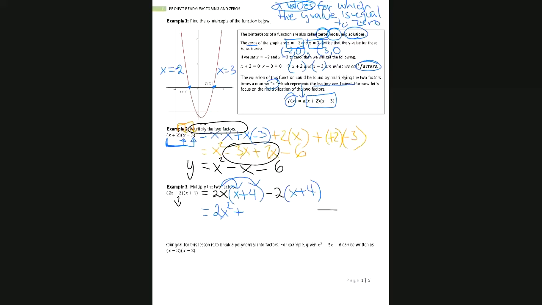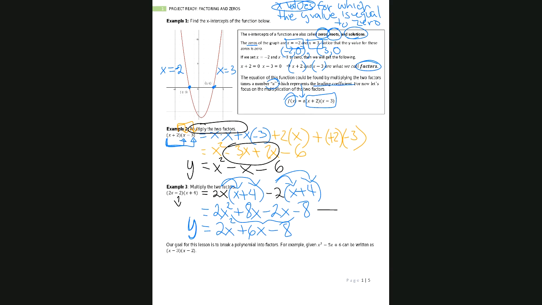Then here we'll have negative 2 times x, that is negative 2x. And then negative 2 times 4, that will be negative 8. So after this, if we combine like terms, like the 2x here in the middle, that will give us positive 2x squared plus 6x minus 8. And that will be the final answer just for the equation. Here, they're not really telling us to equal it to anything, so I'm just going to write down this y.